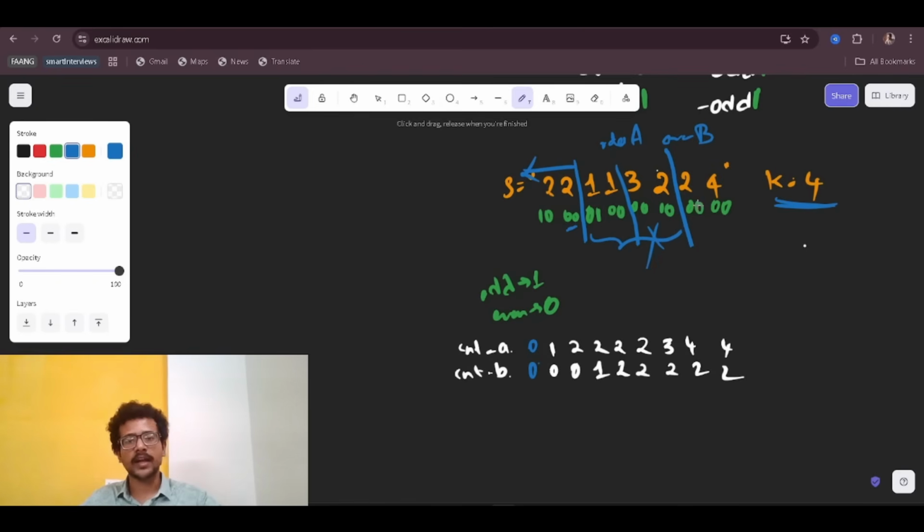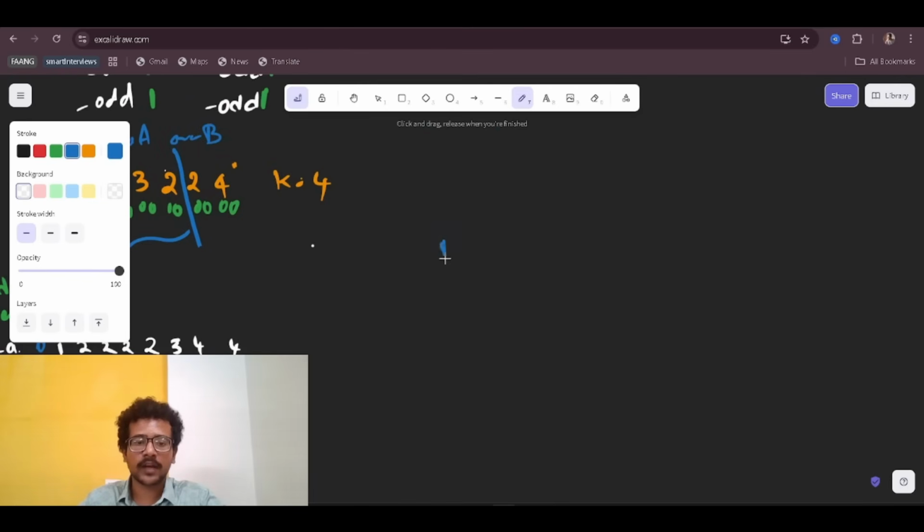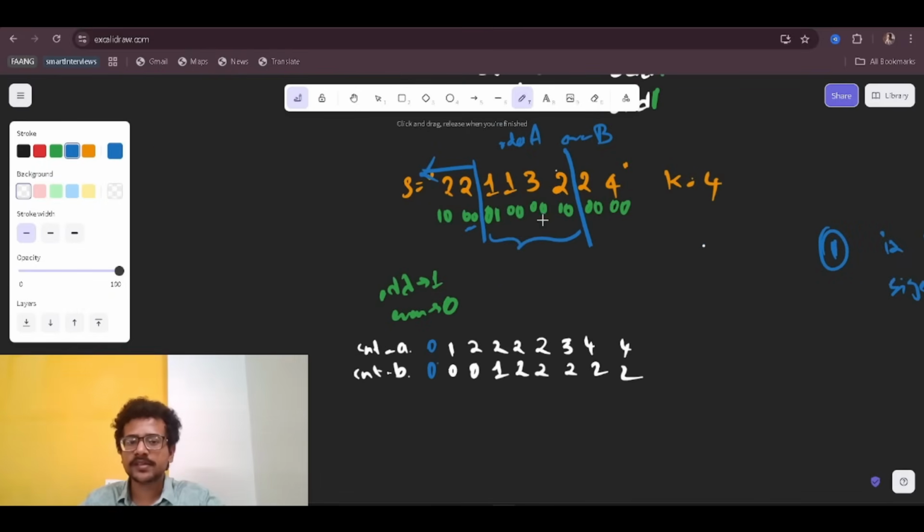Why? Because k is 4. But how do I know? The first thing is how do I know the substring is at least size k. And the second thing is, how do I know that I need to remove only this? Why don't I go and remove this?